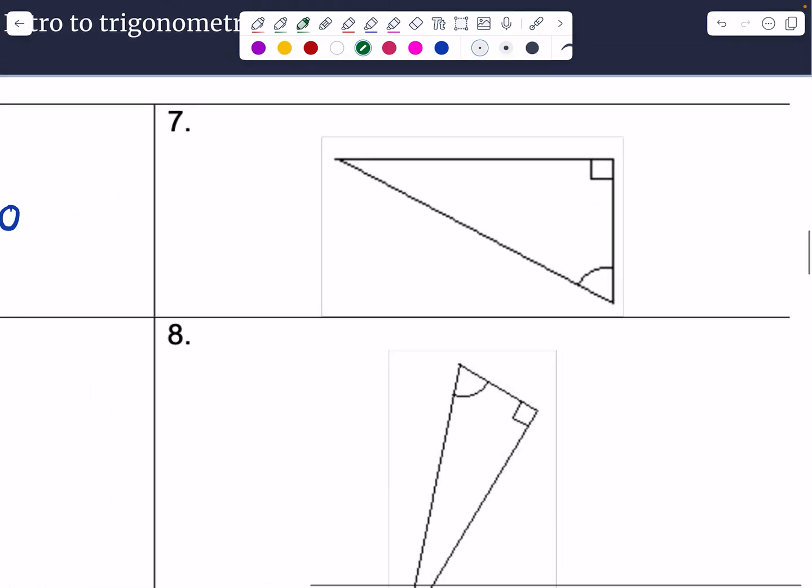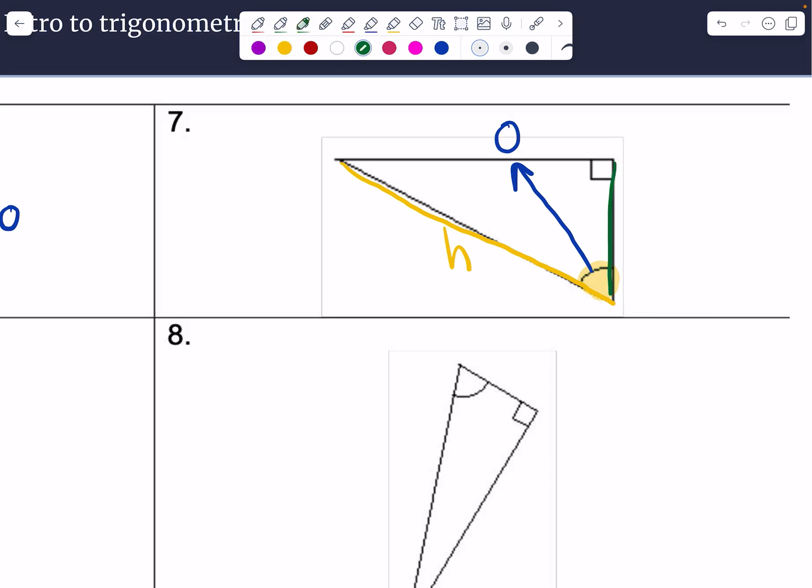Okay, let's do 7 and 8. In number 7, we've got our angles right here. So who is opposite that angle? That would be this piece right here. The side length would be opposite. Who is always my hypotenuse? Always the longest one. And then what is left for my adjacent? This green piece would be my adjacent.